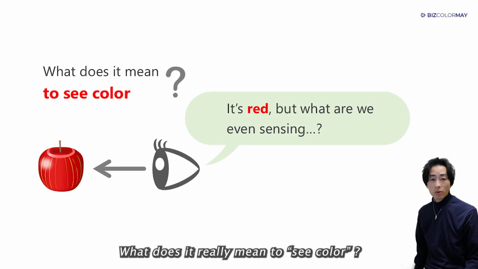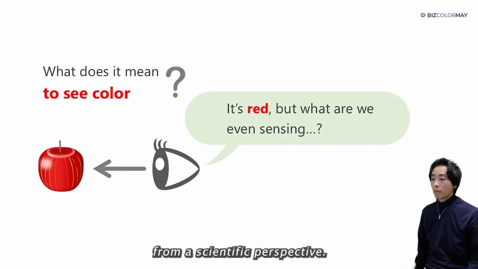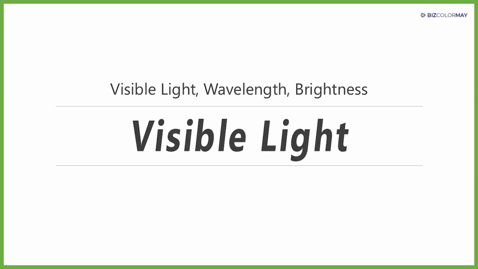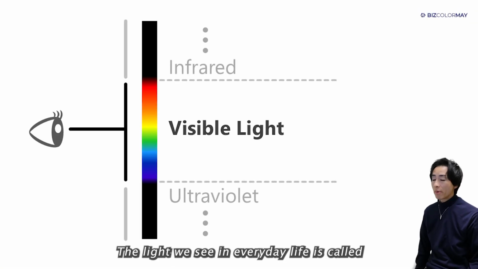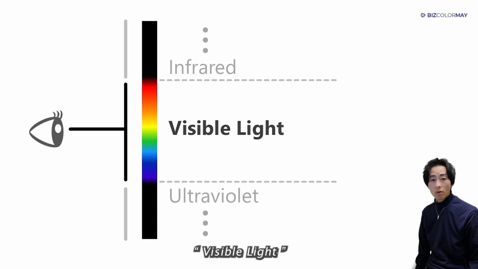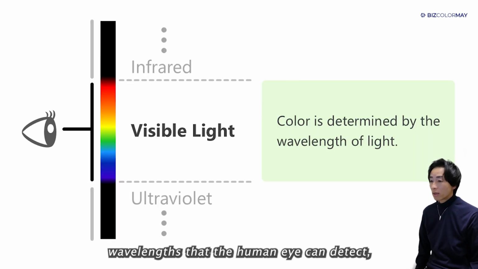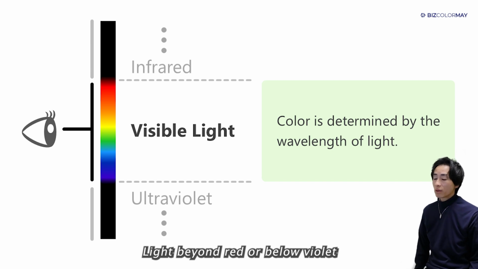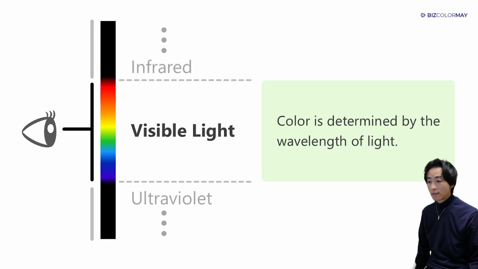What does it really mean to see color? Let's take a moment and look at this from a scientific perspective. The light we see in everyday life is called visible light. It refers to the range of wavelengths that the human eye can detect, from red to violet. Light beyond red or below violet cannot be perceived by our eyes.